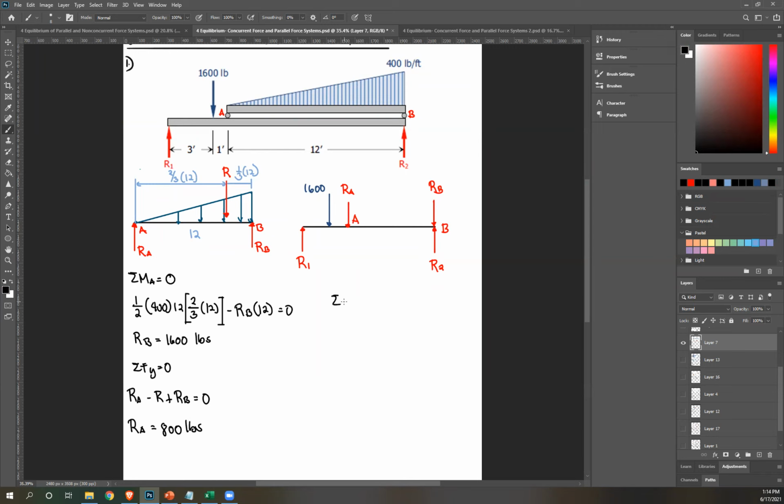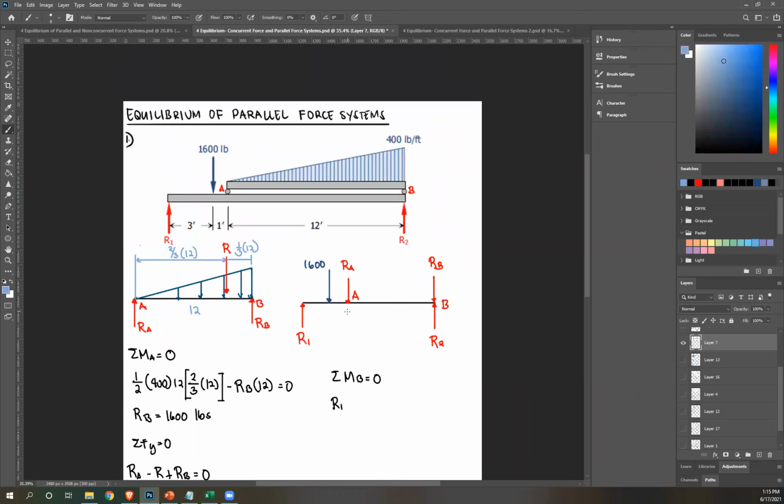Okay? So summation of moment at B equals 0. So create your computation, R1, rotate about B, that's clockwise, so positive R1. What's the distance? So from A to B, this is 12, this is 1, this is 3. So total distance is 12, 13, 14, 15, 16.